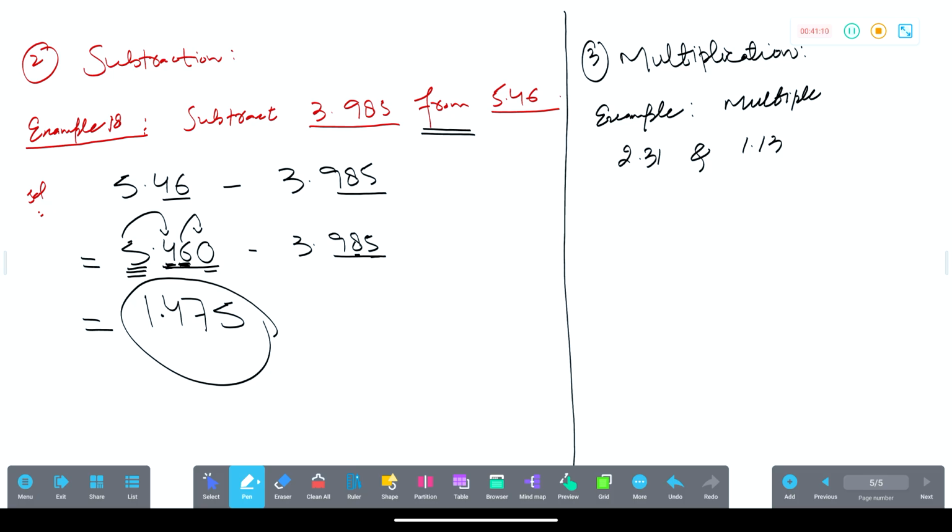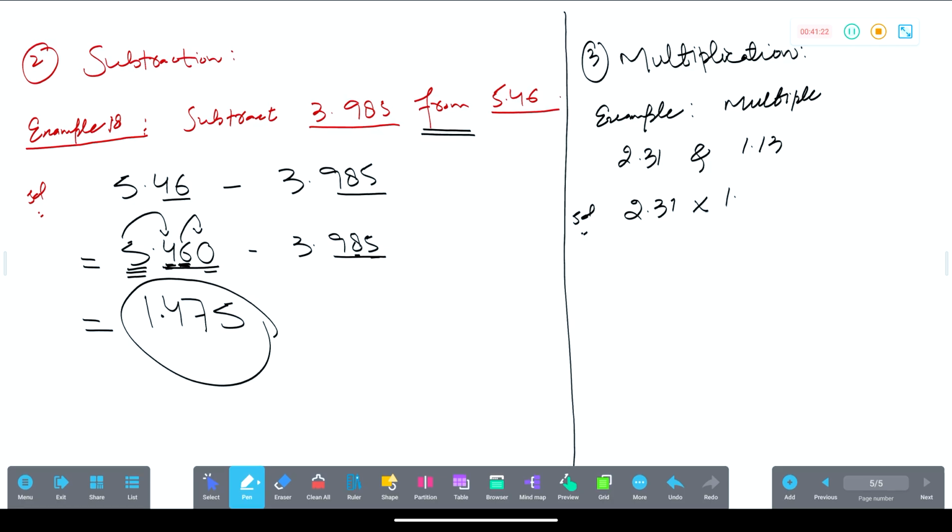I am writing the solution. Now have a look here. So it means I have to simply write 2.31 into 1.13. Now what will you do? You will first convert these decimal numbers into decimal fractions. Now you will learn here one more concept in the same example: how to convert decimal numbers into decimal fractions. There are two methods to do this. I will show you both.